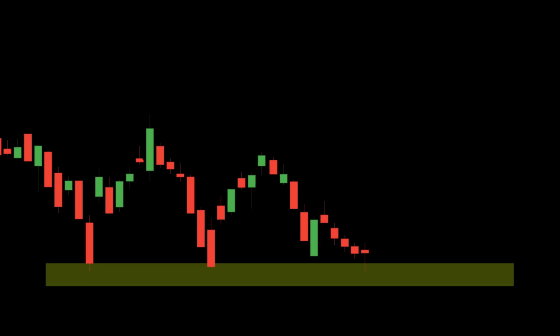Imagine price is in a downtrend, but we identify 2 previous reversals, marking it as a support level. Now, as price approaches this support for the 3rd time, we closely observe price action and candlestick formations.